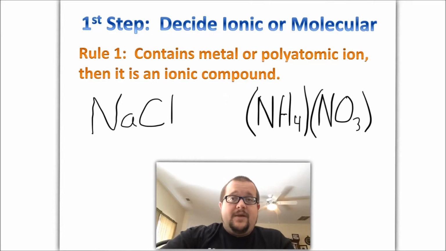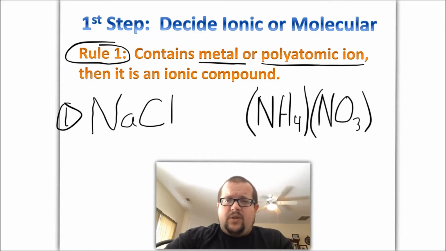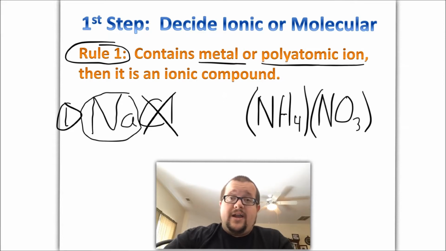Our first step is going to be to decide whether we have an ionic or molecular formula. So rule number 1, if we can spot a metal or a polyatomic ion off of your list for Module 5, then we've got an ionic compound. Now, let's look at the compounds we have here. On the left, we have NaCl. NaCl contains sodium and chloride. Chloride's a nonmetal, it's not something we're looking for, but sodium is a metal. Because this contains a metal, NaCl, we can consider ionic.